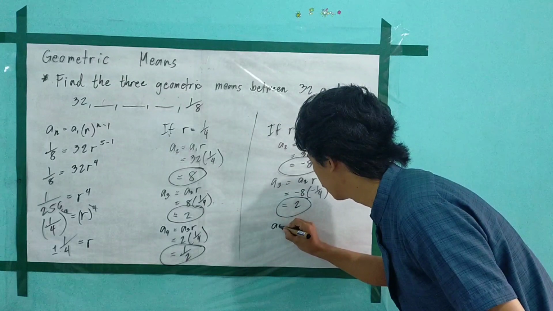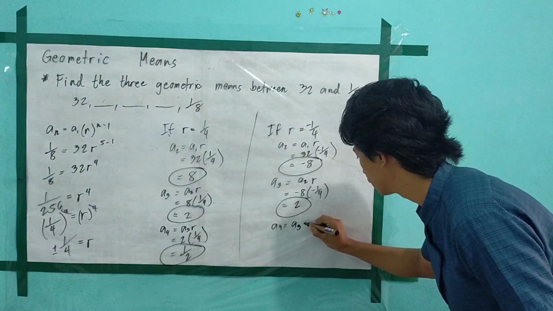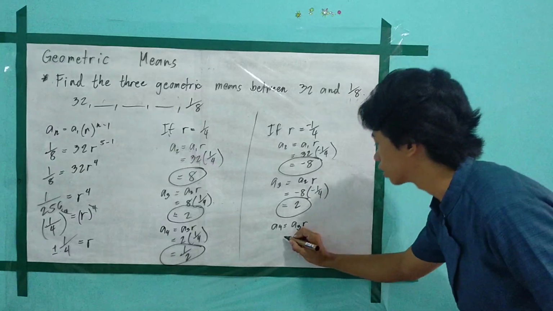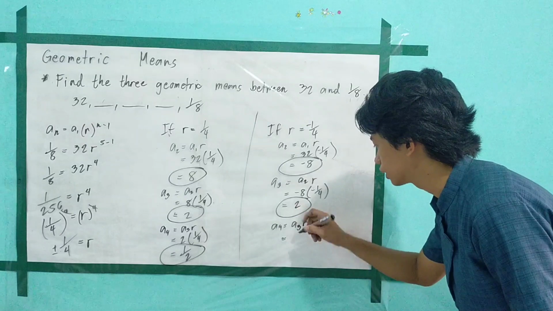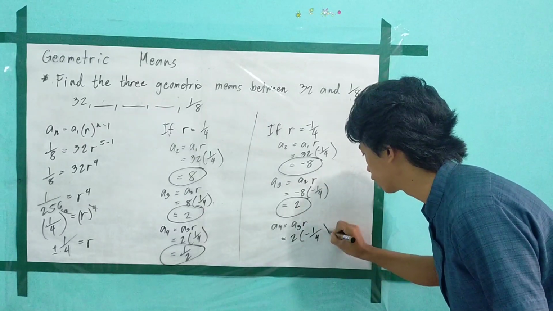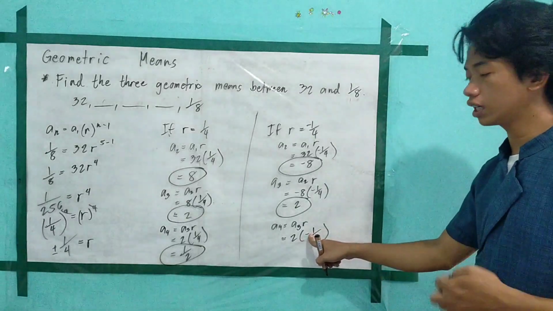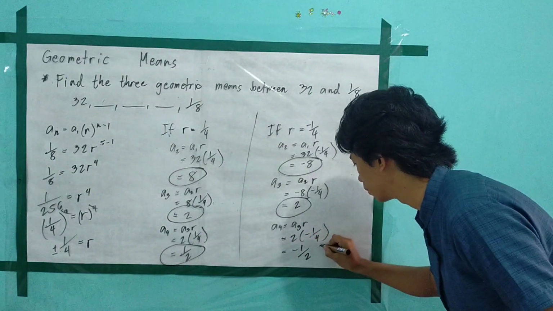Next, a sub 4. For a sub 4, we have a sub 3 multiplied to the common ratio. So, ayan. Ang a sub 3 natin, we have 2 multiplied to negative 1/4. So, 2 multiplied by negative 1, negative 2 divided by 4, we have negative 1/2. So, ayan.